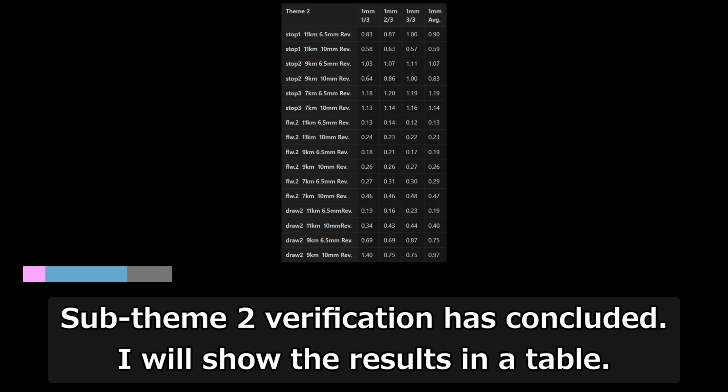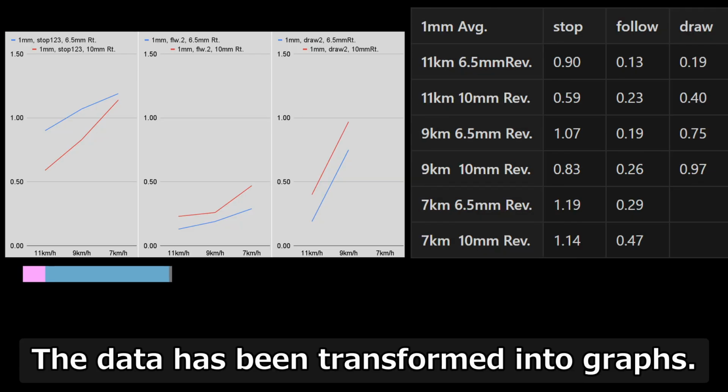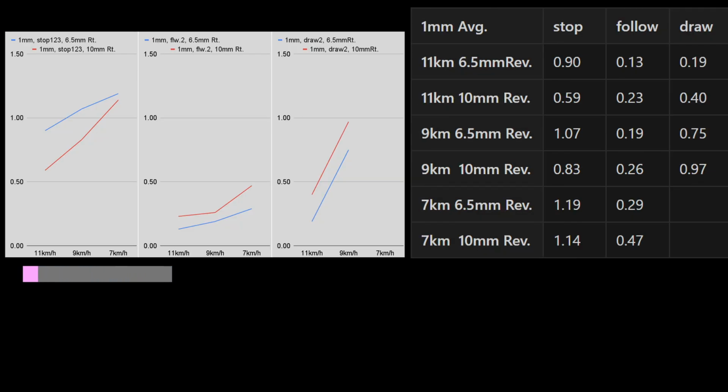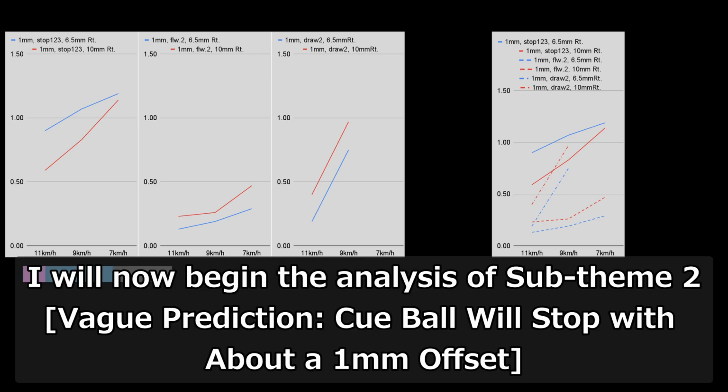Sub-theme 2 verification has concluded. I will show the results in a table. The table has been transformed. The data has been transformed into graphs. The graphs have been consolidated into one. I will now begin the analysis of Subtheme 2, Vague Prediction.